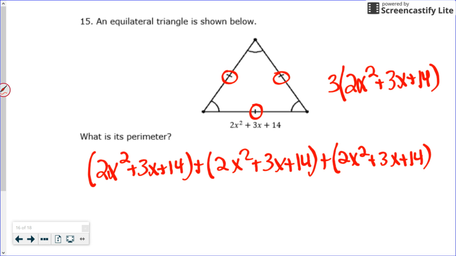So 2 plus 2 plus 2 would be 6x squared. 3 plus 3 plus 3 would be 9x. 14 plus 14 plus 14.